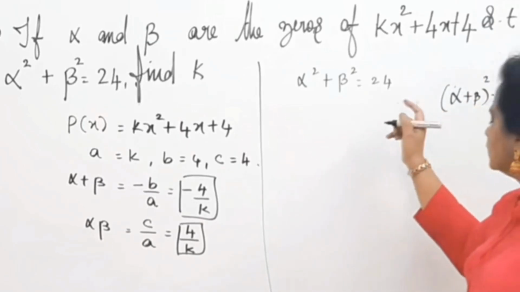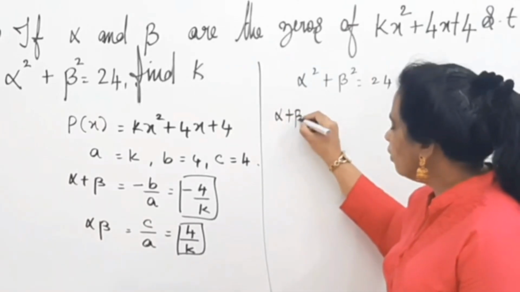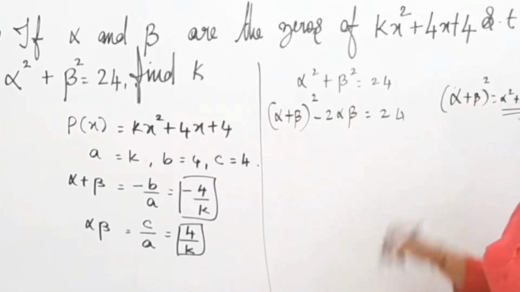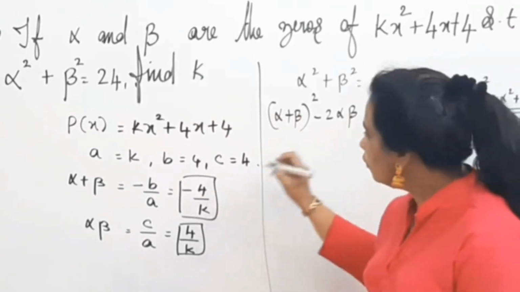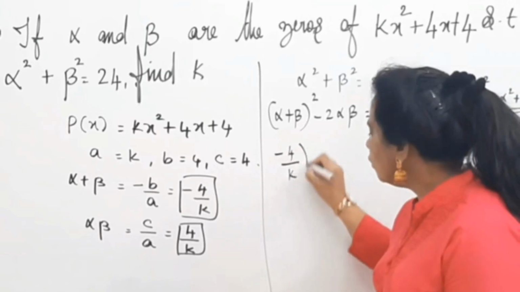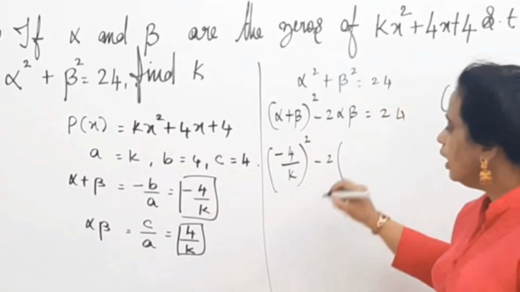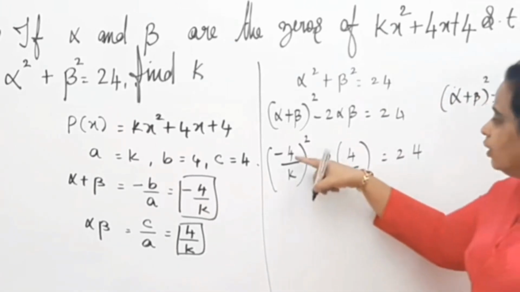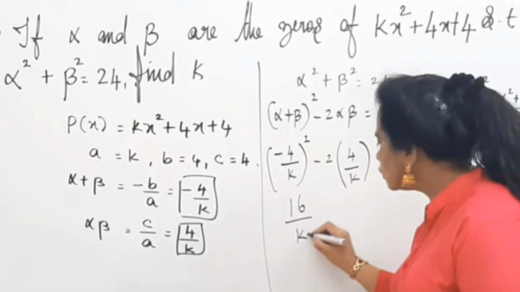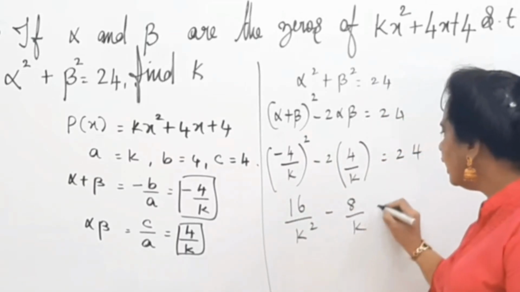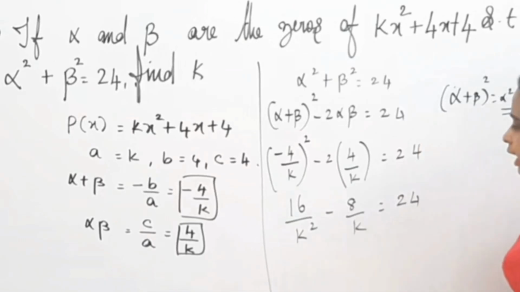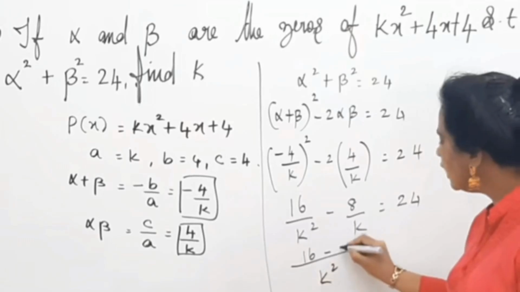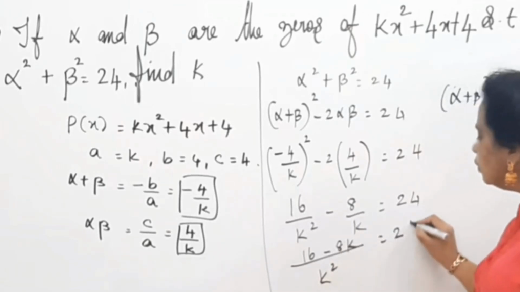So I want this one, so you bring it to the other side. This can be written as alpha plus beta the whole square minus 2 alpha beta, which is equal to 24. So alpha plus beta, I got it, minus 4 by k the whole square minus 2 into alpha beta, which is 4 by k, is equal to 24. Now I will square it. 16 by k square minus 8 by k is equal to 24. Now take the LCM, that is k square. So 16 minus 8k is equal to 24.